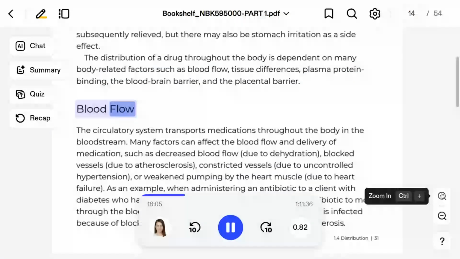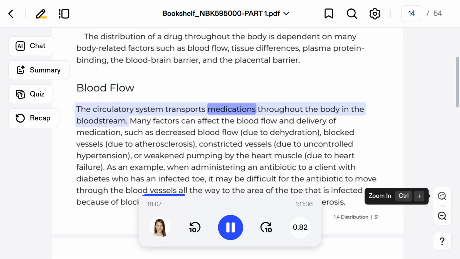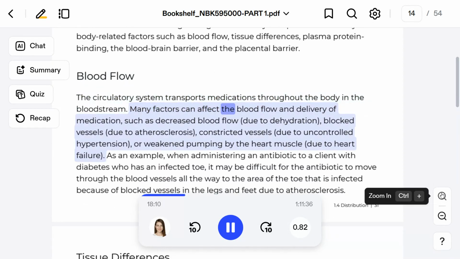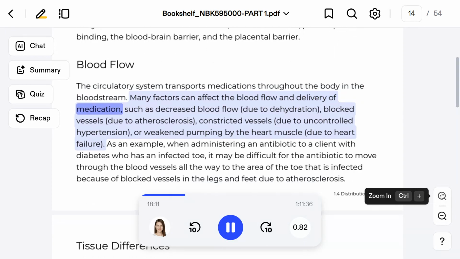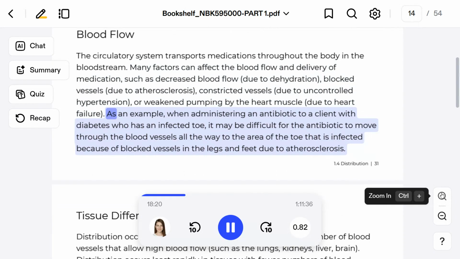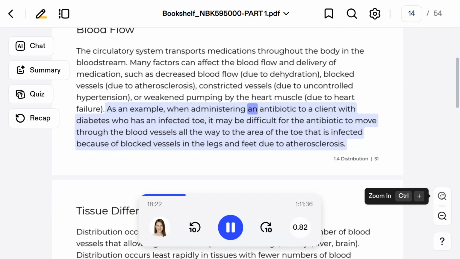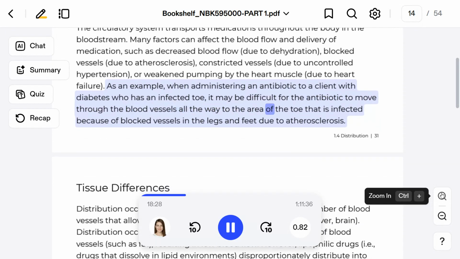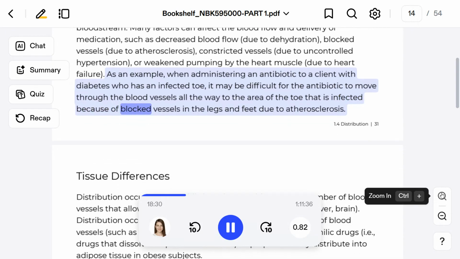Blood flow. The circulatory system transports medications throughout the body in the bloodstream. Many factors can affect the blood flow and delivery of medication, such as decreased blood flow, blocked vessels, constricted vessels, or weakened pumping by the heart muscle. As an example, when administering an antibiotic to a client with diabetes who has an infected toe, it may be difficult for the antibiotic to move through the blood vessels all the way to the area of the toe that is infected because of blocked vessels in the legs and feet due to atherosclerosis.